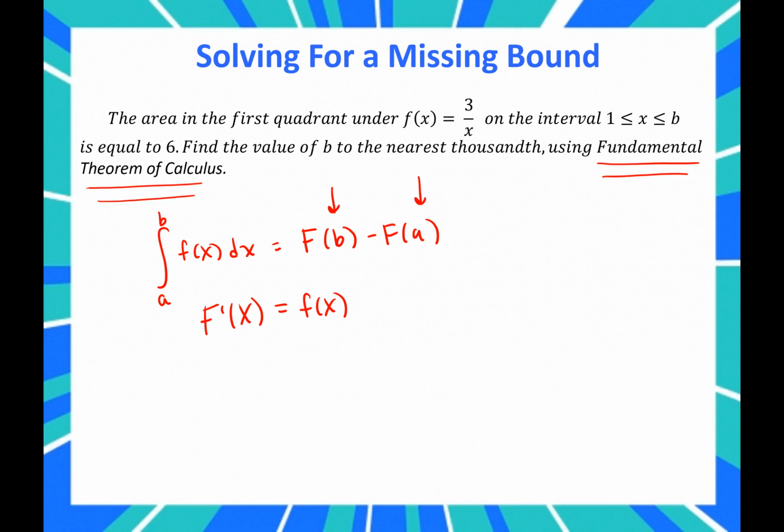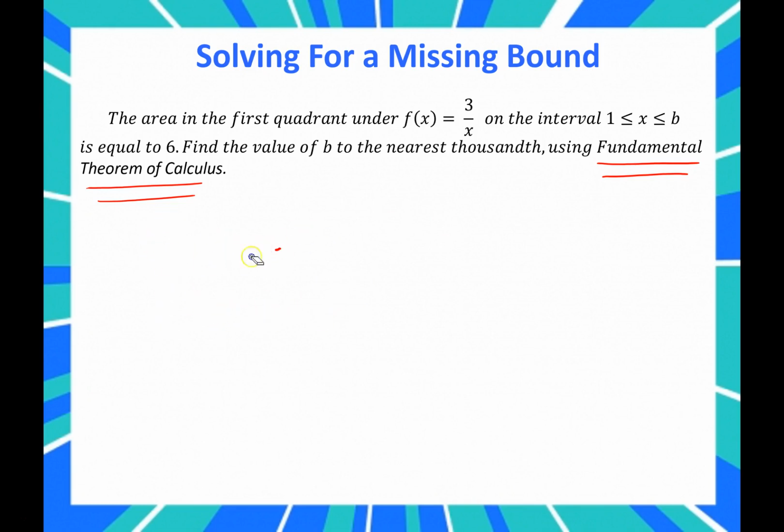All right, so now let's go ahead and attack this problem now that I've talked about what these problems are going to look like and what this fundamental theorem of calculus is. So the question asks, the area in the first quadrant under f of x equals 3 over x on the interval from 1 to b is equal to 6. Find the value of b to the nearest thousandth using the fundamental theorem of calculus.